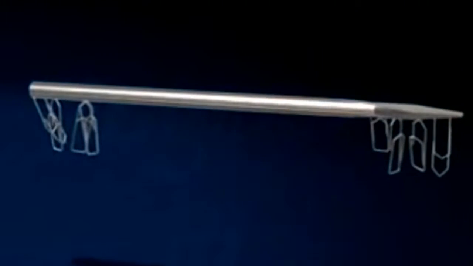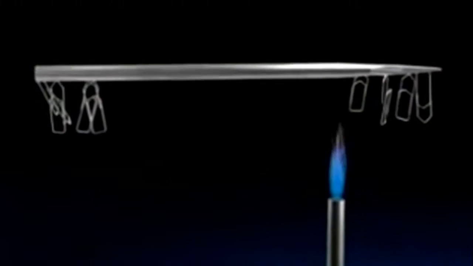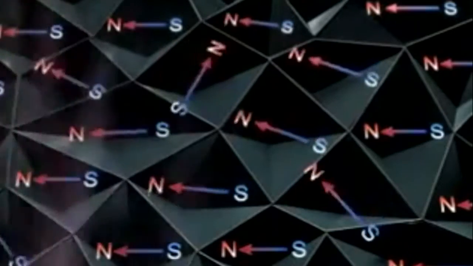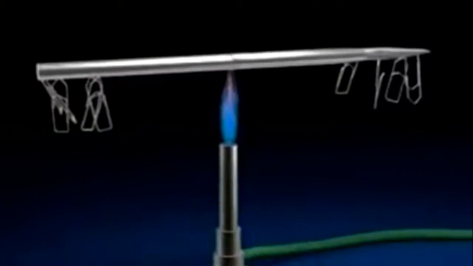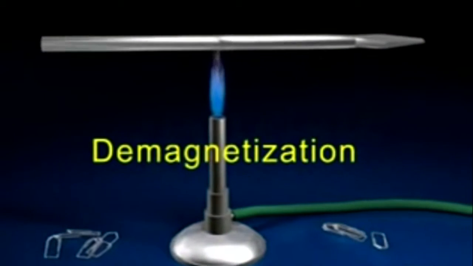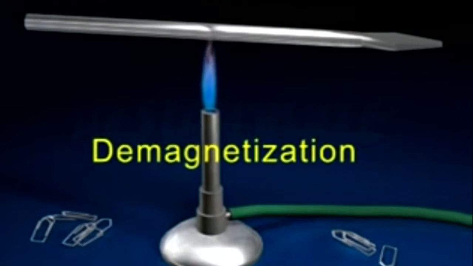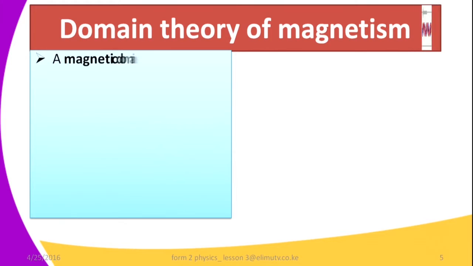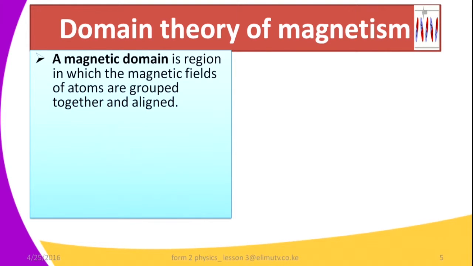Actually, this one is a ferromagnetic material. It has equality of poles. What do you mean by this? Poles have equal strength. Therefore, if we take a Bunsen burner and we heat this material at the middle, what's going to happen? The dipoles are going to be disarranged. They become non-aligned, and therefore the material loses its magnetism. It becomes demagnetized. So, the domain theory of magnetism.